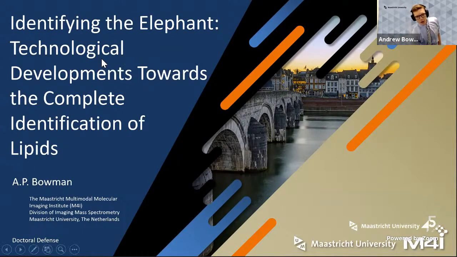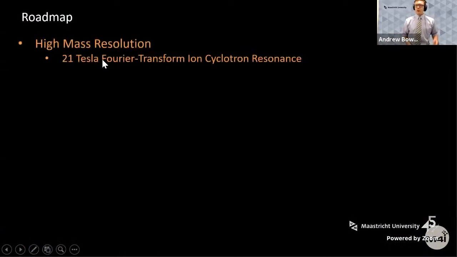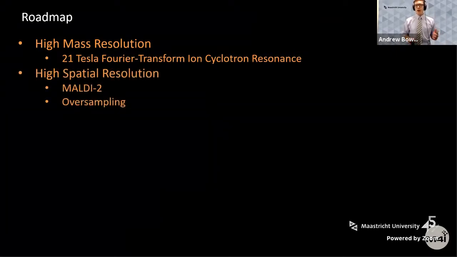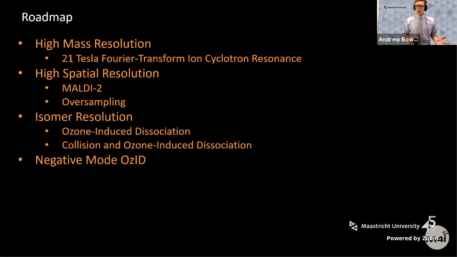To cover what everything is going to be, we'll start off with high mass resolution. That's going to focus on the 21 Tesla Fourier transform ion cyclotron resonance experiments. We'll move from there into high spatial resolution with MALDI 2 and oversampling. And then we'll move into isomer resolution with ozone-induced dissociation, collision and ozone-induced dissociation, and negative mode ozone-induced dissociation.